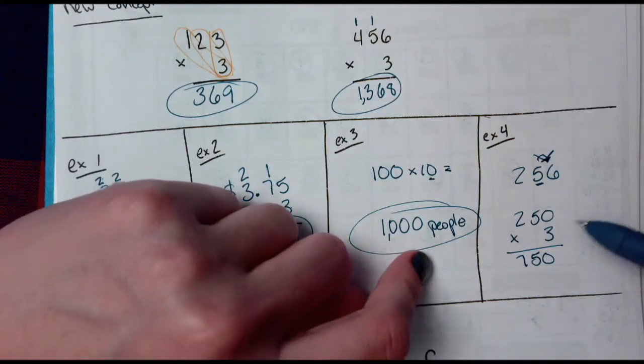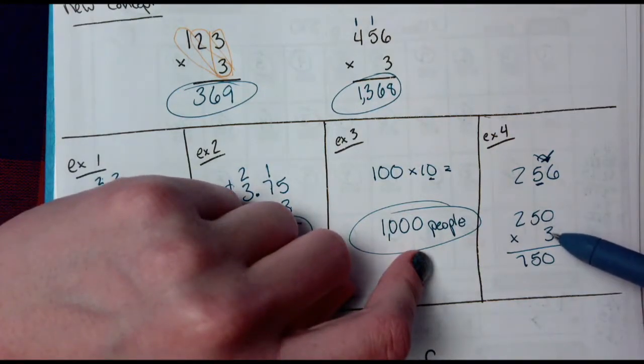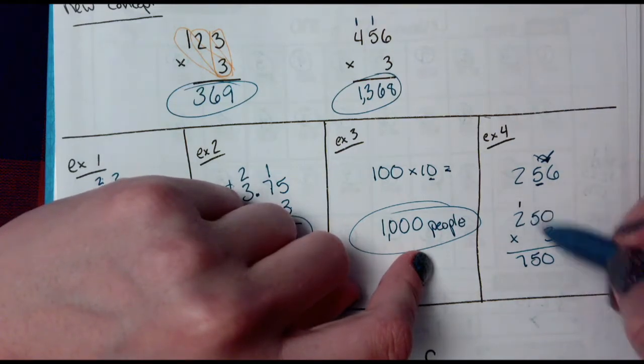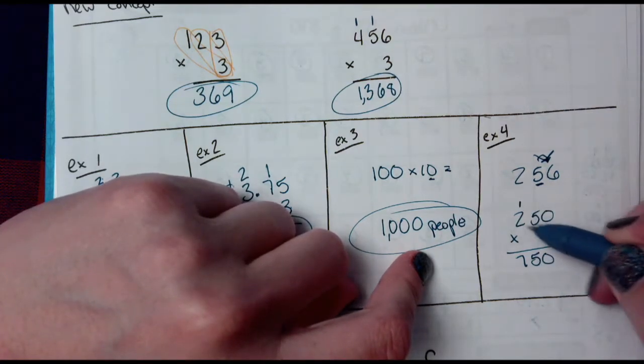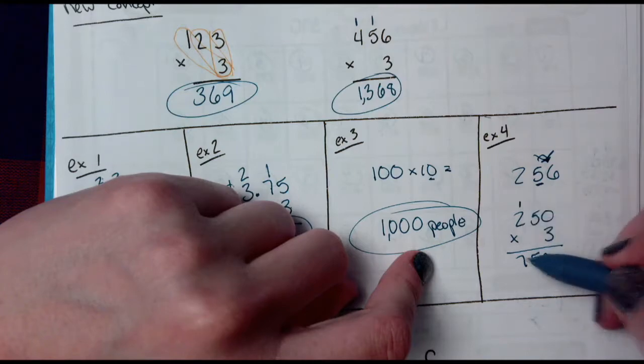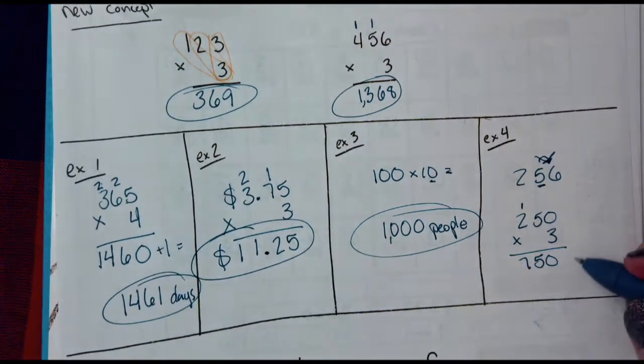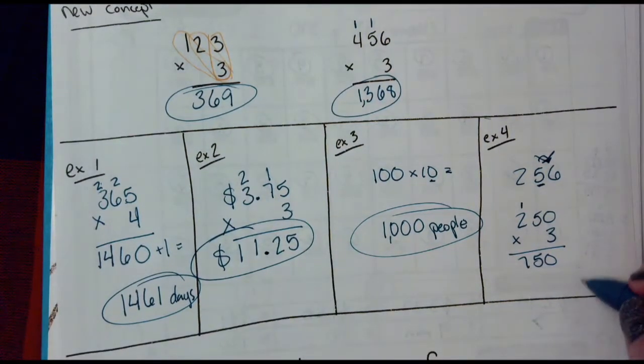You can double check that math. 3 times 0 is 0. 3 times 5 is 15. 1 goes up, 5 comes down. 3 times 2 is 6, plus 1 is 7. So it's about 750 feet.